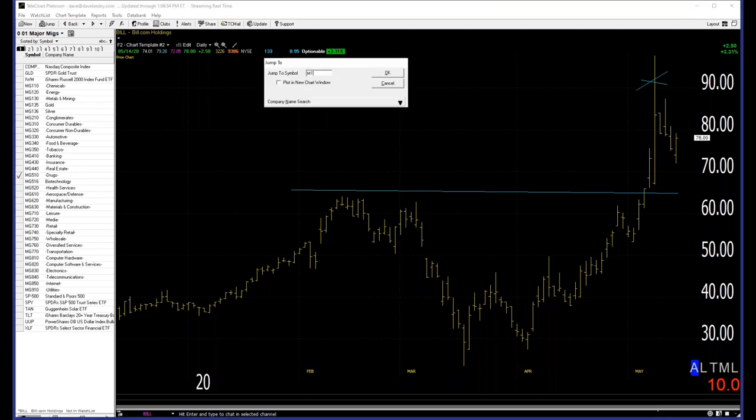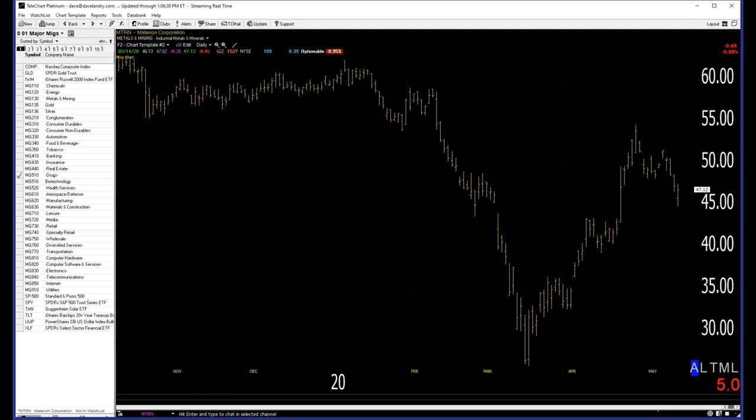Elizabeth wants to know about MTRN. Yeah, we talked about that one. I think if not, we had another one look just like it. And here's the problem. Overhead supply, okay?